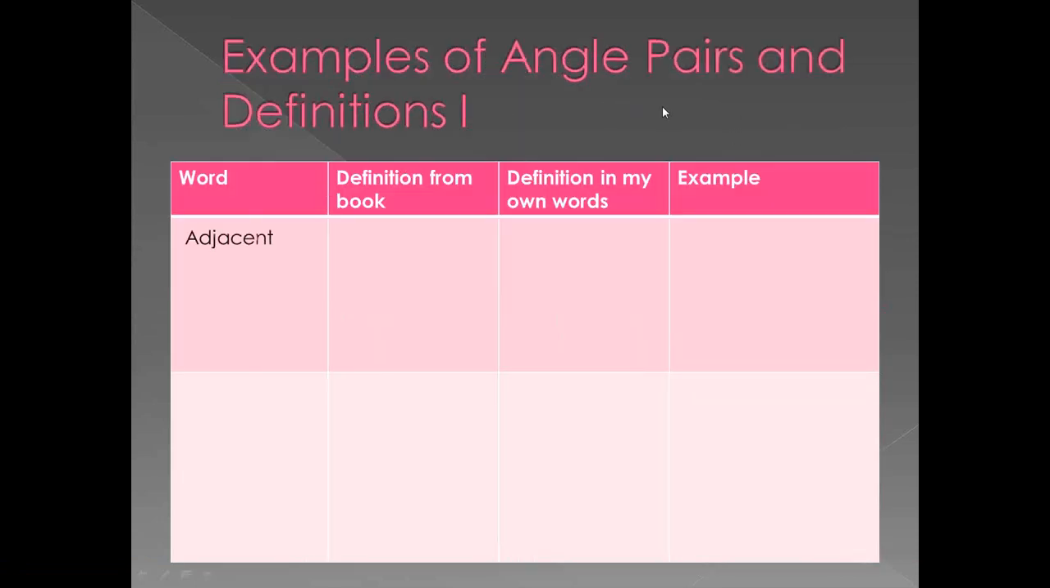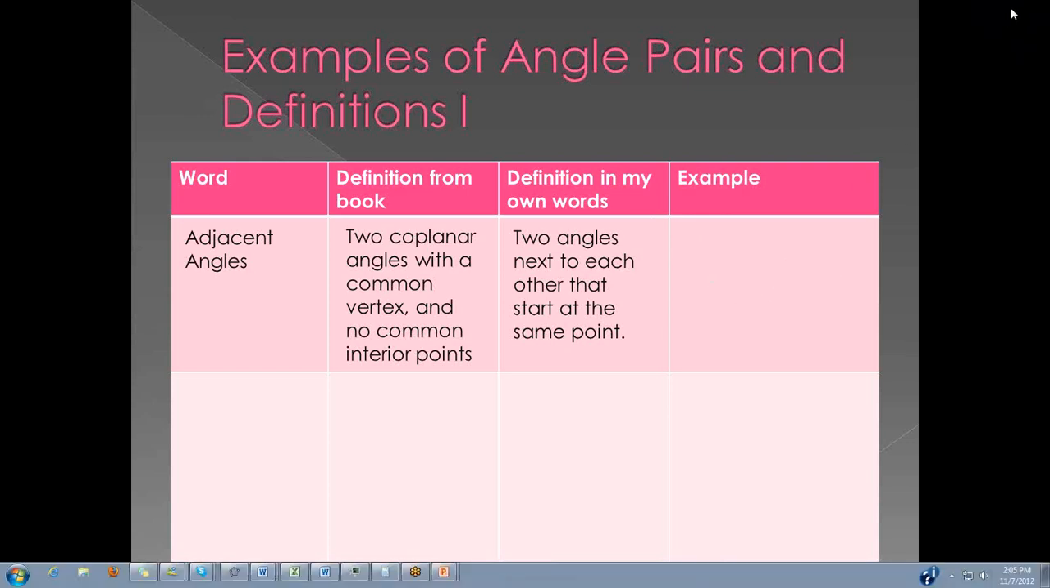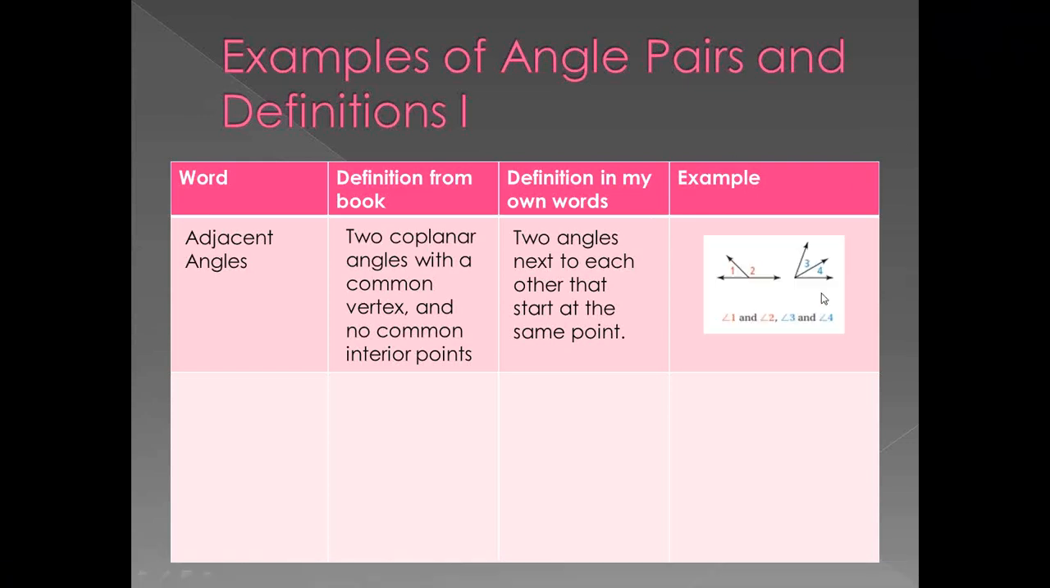All right. Our first word is adjacent angles. Directly from the book, this is the definition I got: two coplanar angles with a common vertex and no common interior points. In your notebooks, you should put this in your own words. These are the words that I used. You might understand it differently, but just know it's something that looks like this.